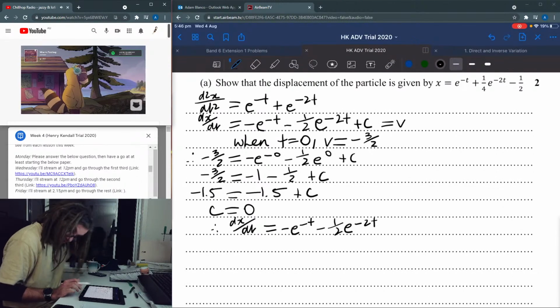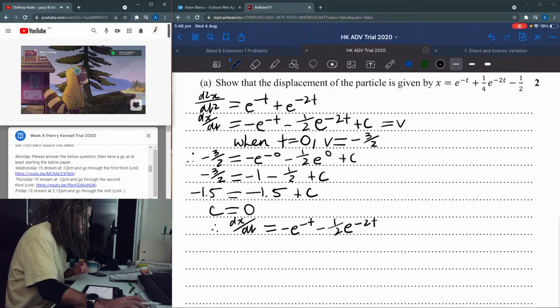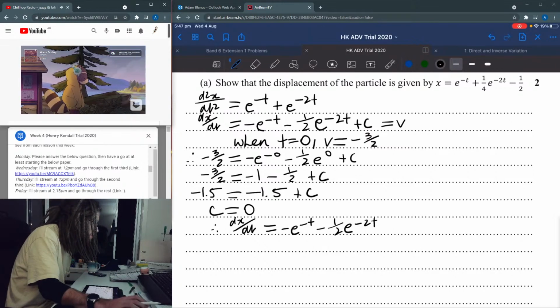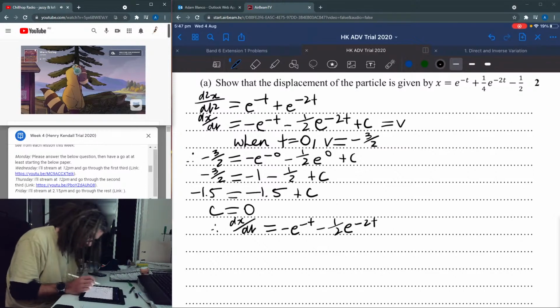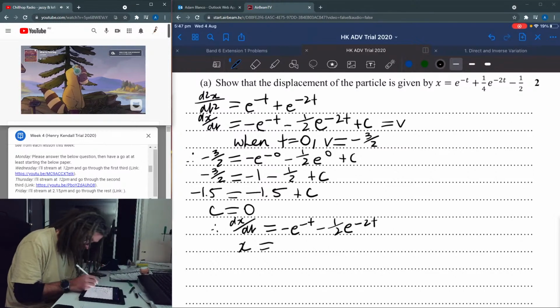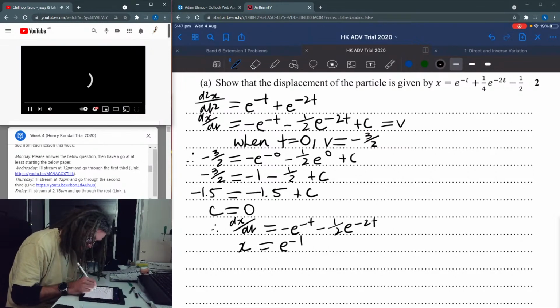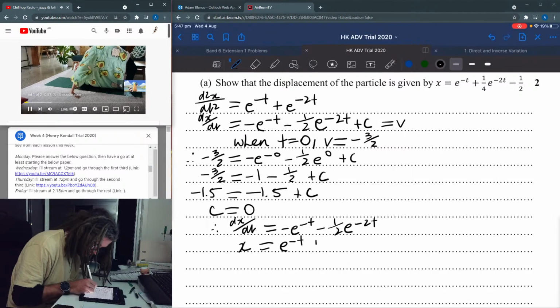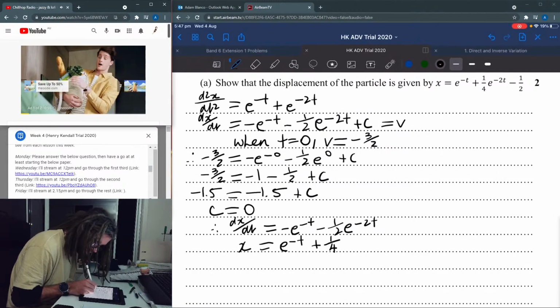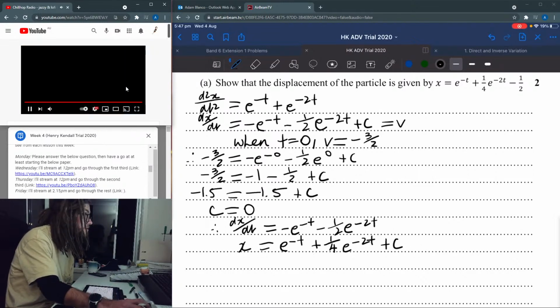Nowhere near done. How is this 2 marks? This should be way more than 2 marks. Yeah, it's not. It's meant to be 3. They changed it. Okay. Now I've got to integrate again. So x is equal to the integral of this. So it's just going to be e to the minus t. Divide by the derivative again. So that's going to make a plus 1 on 4 e to the minus t. Again, plus c.